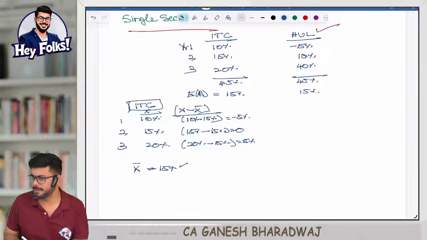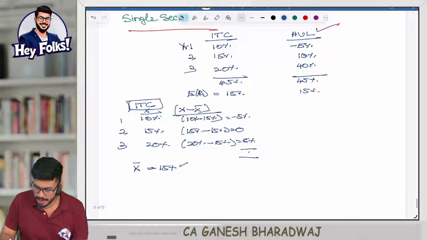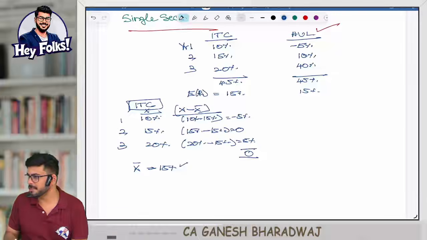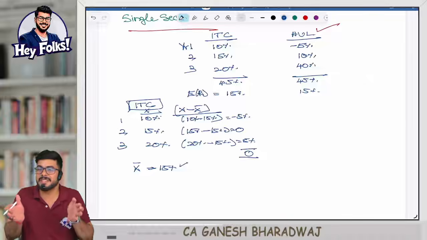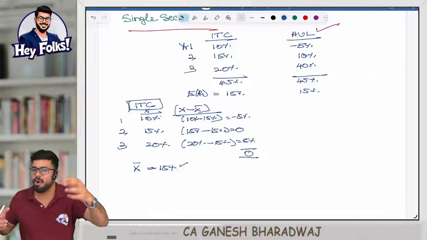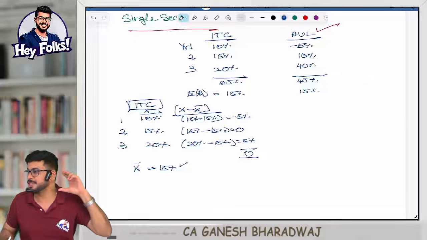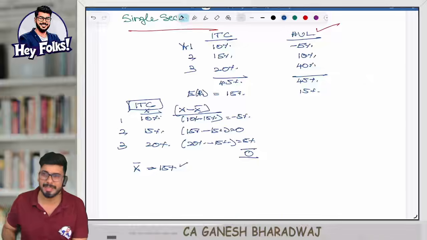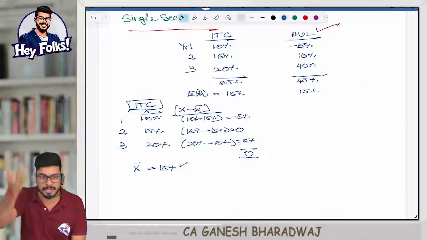Is that clear? Now, if you add the 3, how much will you get? You'll get exactly 0. Why? Mathematically, you must have studied this in your foundation. The arithmetic mean stands in the center of your population, and hence if you add the differences, obviously it will be equal to 0. Now, can I say the risk is 0? There is no risk? Absolutely not. You can see the volatility.